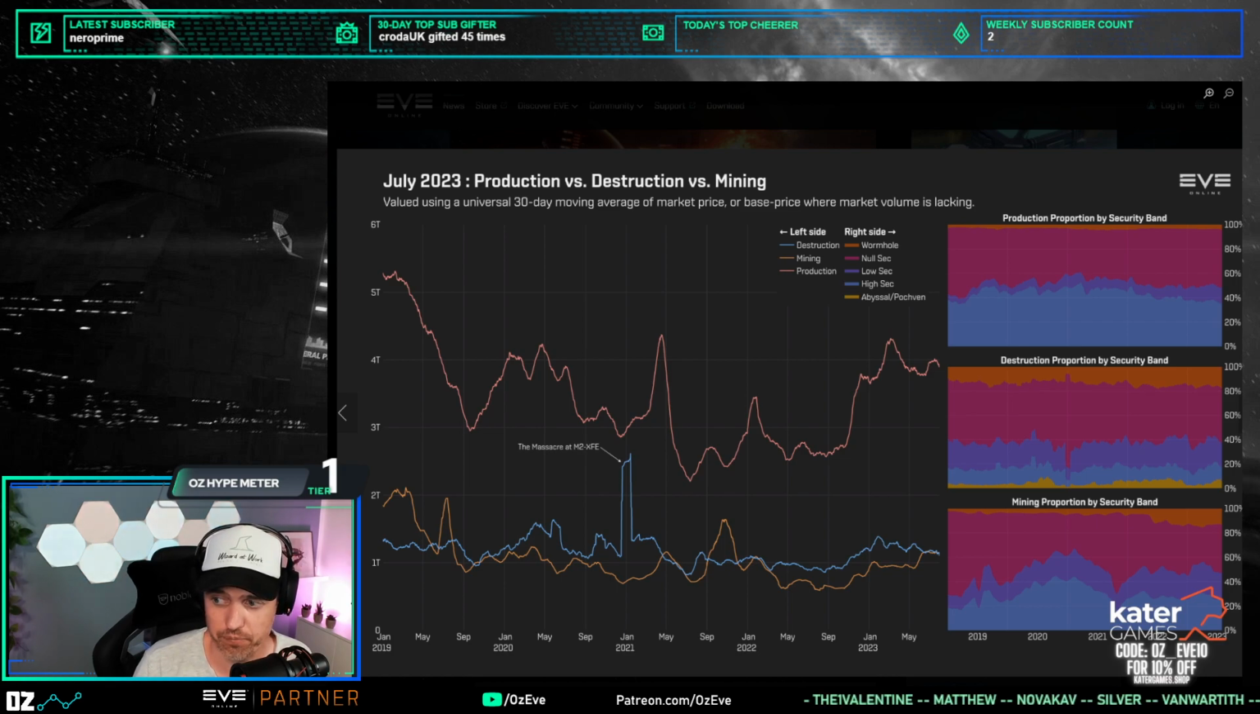So, in terms of proportion by security band, we're seeing production, especially in Null, increasing. We're seeing destruction also in Null increasing, and mining also in Null increasing. So it's certainly the increased action is in Null. A lot of times, what we see is if there aren't the big fights going on, then it's alliances preparing for the next fight, so it can be kind of cyclical, what we're seeing on the mining and production side.